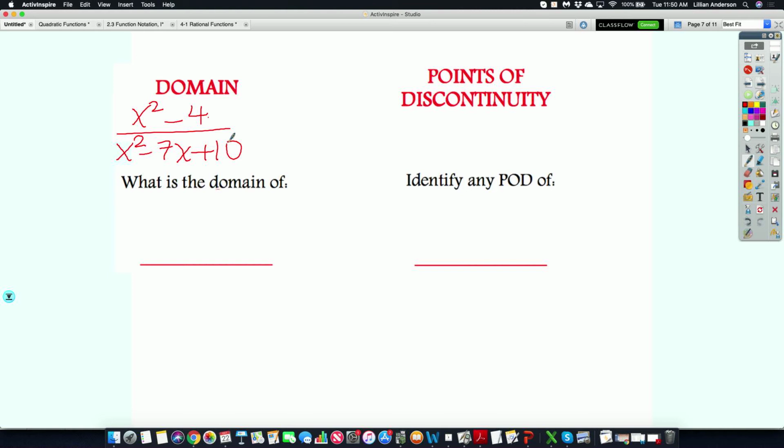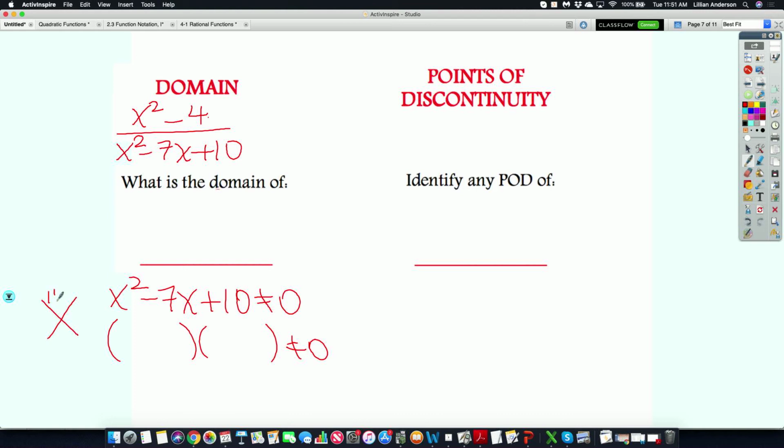So, how do you find the domain of a rational function? You put the denominator, and I need to figure out what x values are going to make that denominator 0. Now, this is a good old quadratic, and how do you solve a quadratic? What do I need to do? I got to factor. Ask myself, what two numbers multiply to give me 10, add to give me negative 7? What are those two numbers? x minus 5 and x minus 2.